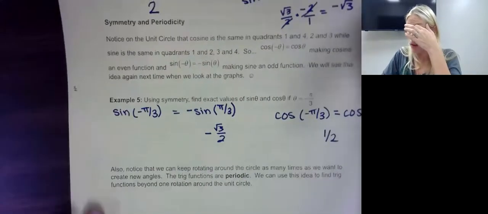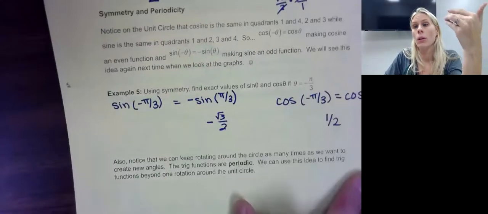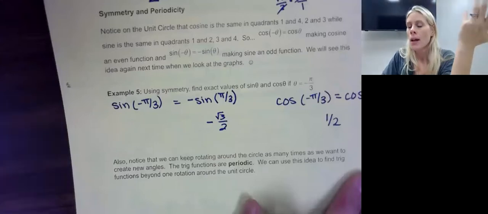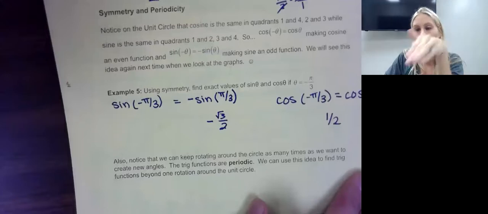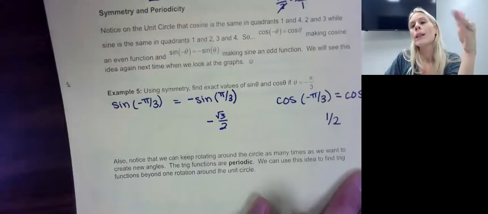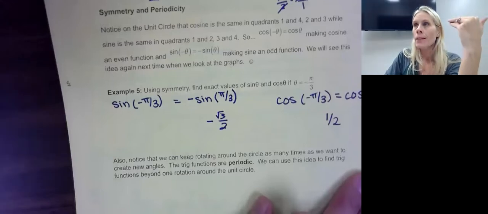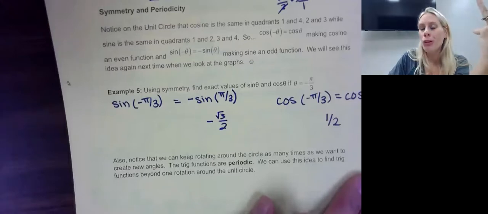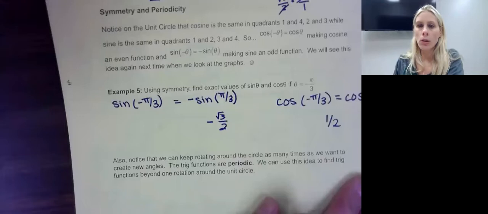Periodically, also notice that we can keep rotating around the circle, right? Once around the circle is 2 pi or 360. But do we have to stop there? No, we can keep going and going and going. So what we're going to do now is look at some evaluations of trig functions, not only in one rotation, but multiple rotations of the unit circle. Okay, so let's go through some of these examples.